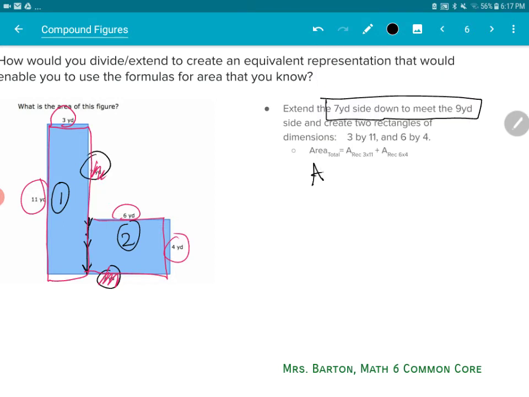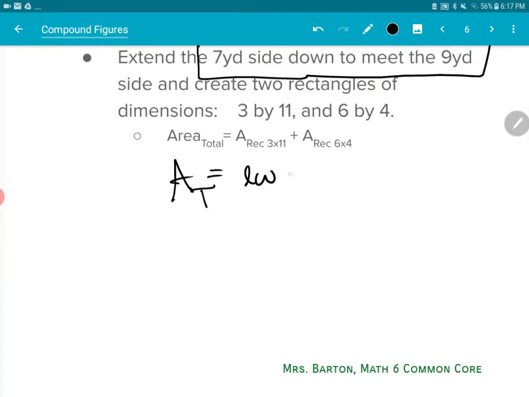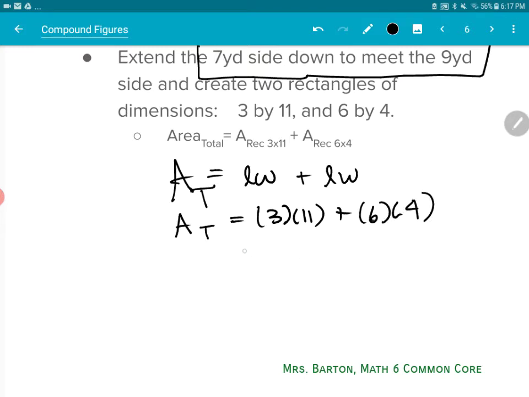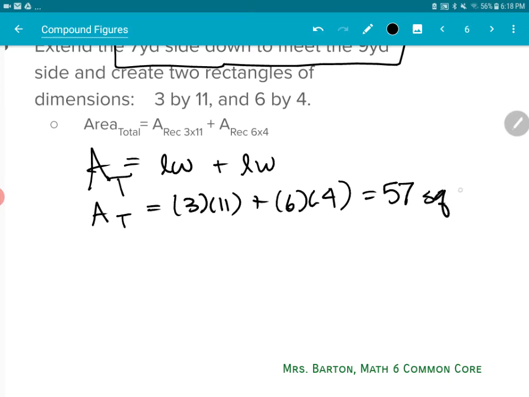So area, the total, rectangle 1 is LW. Rectangle 2 is also a rectangle, represented by length times width. Area total equals 3 times 11 plus 6 times 4. And using a calculator, that is 57, and my unit is yard, so that is going to be square yards.